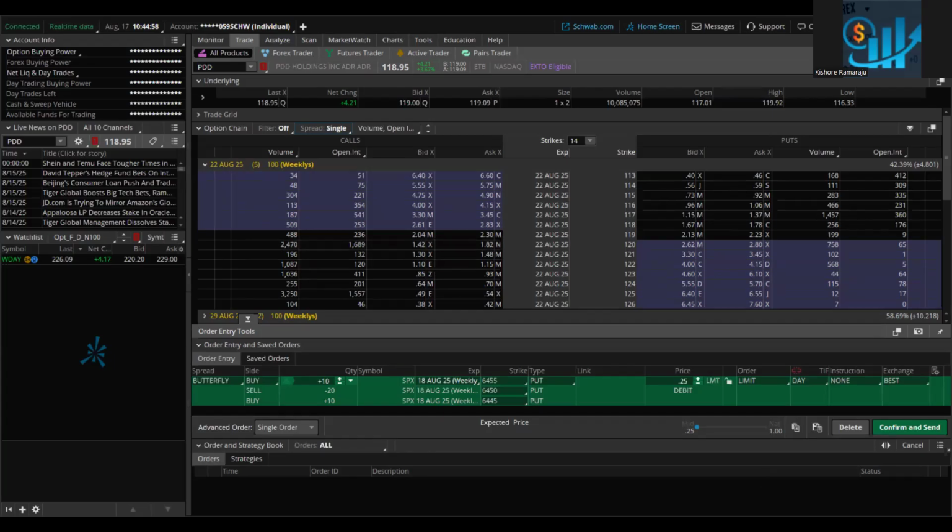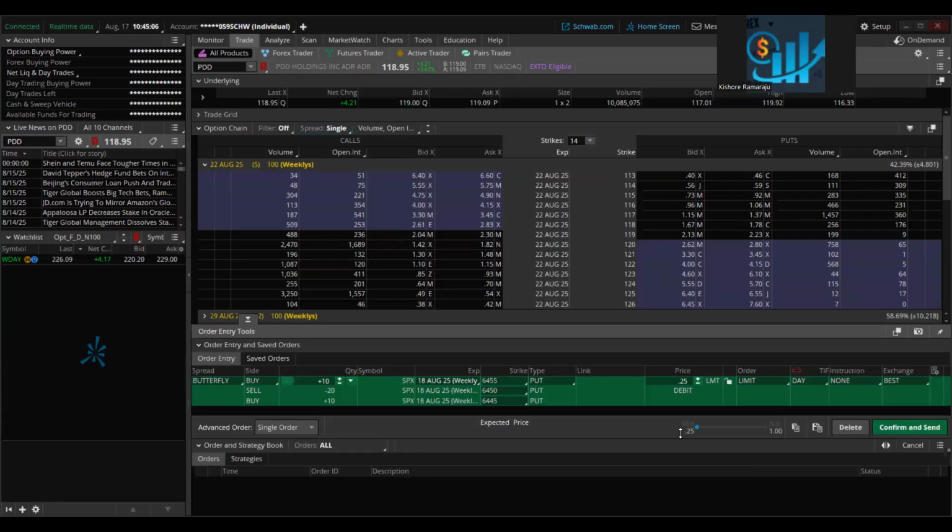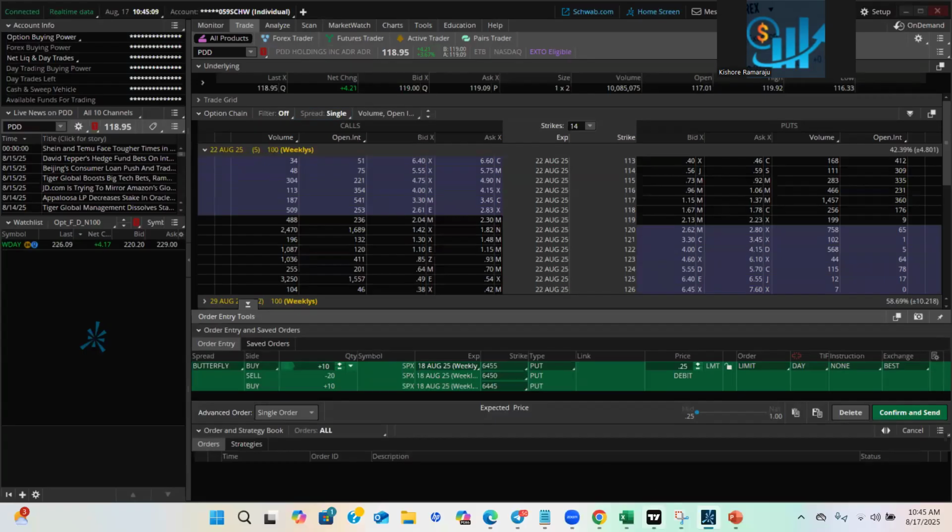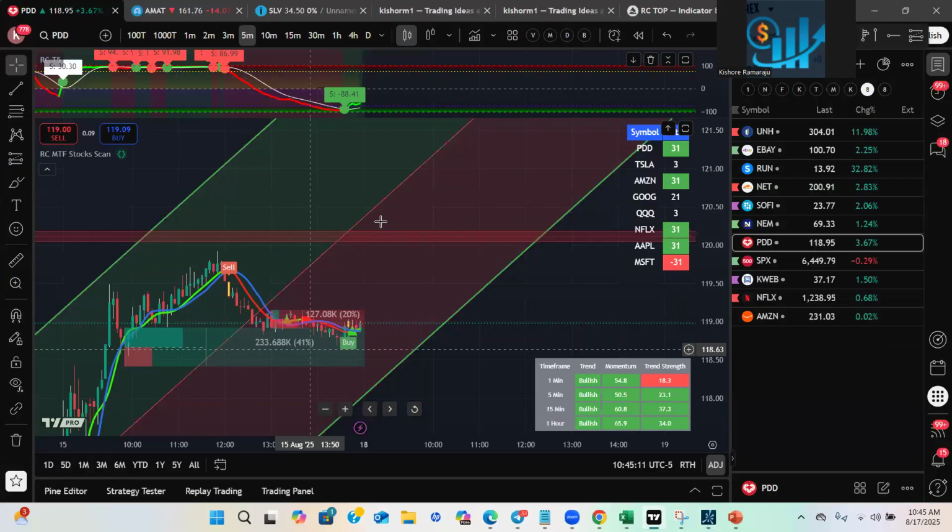If you know that the stock is bullish, right? Here you know the stock is very bullish. PDD is bullish. It can minimum go to 120.